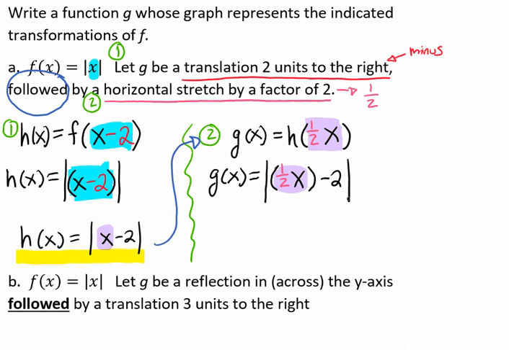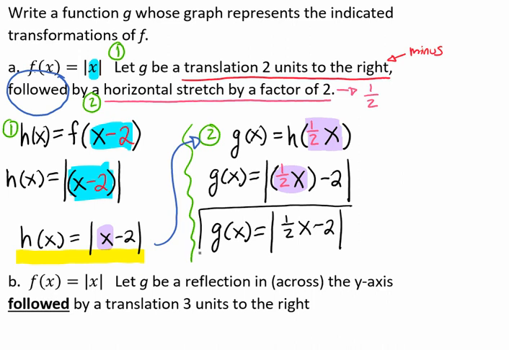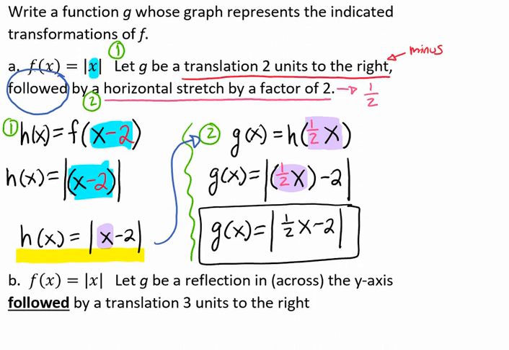Now if we look at this, that 1/2 doesn't have anything to distribute to, and there's nothing for our minus 2 to combine with. So we're left with g of x equals the absolute value of 1/2 x minus 2. And that's going to be our answer there. So now let's move on to part B.